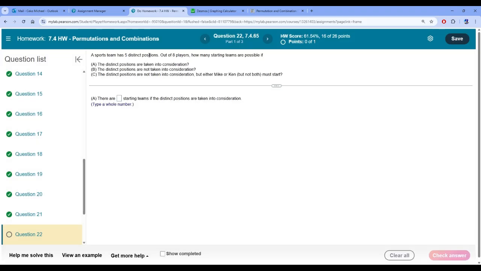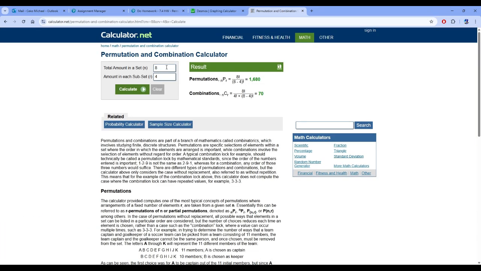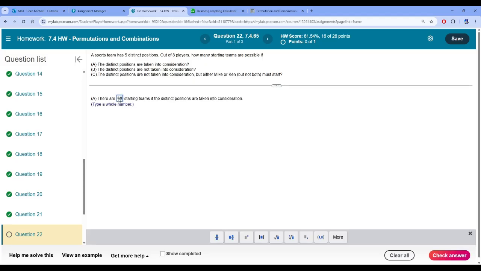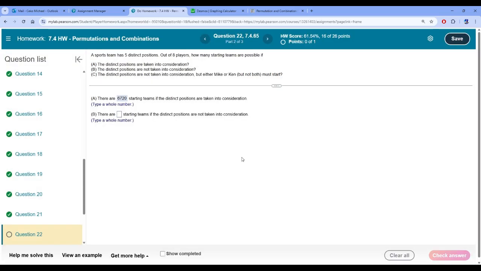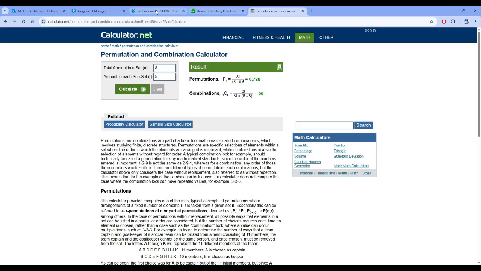A sports team has 5 distinct positions. Out of 8 players, how many starting teams are possible if the distinct positions are taken into consideration? So 8 pick 5. 6720, if each position is taken into consideration. If they're not, then it's 56.